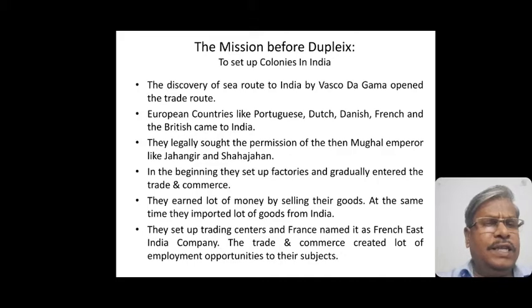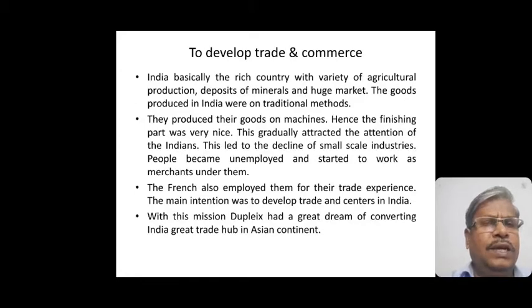They set up their trading centers and France named it the French East India Company. The trade and commerce created a lot of employment opportunities for their subjects. Their mission was to develop trade and commerce.